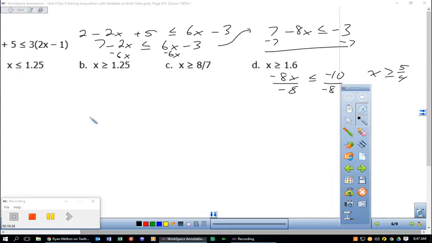Would it be helpful if I wrote this all like normal down here? Would that help? Do you want me to rewrite it? Okay. So, it's going to be x is greater than or equal to 5/4, which 5/4 as a decimal is 1.25. Well, if we didn't flip the sign, yeah. So it is going to be B.